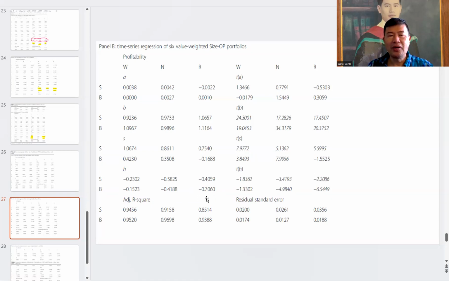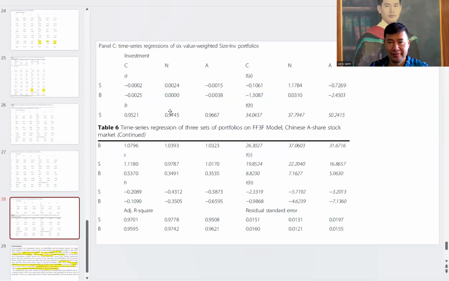Okay, so these are 3 factors: market factor, size factor, and book to market price factor related to excess return of any size to return on equity. Panel C. The relation between return on investment toward excess return of any size to return on investment.